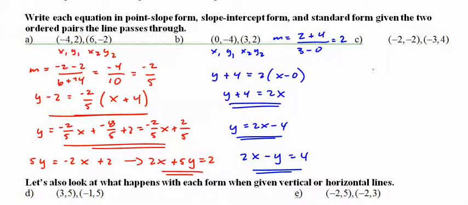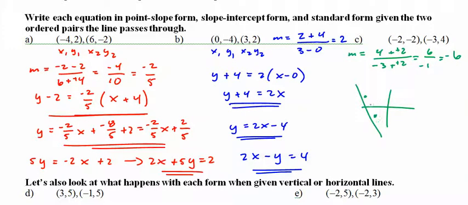So here, not using my labels, which I don't recommend you do, 4 minus minus 2, negative 3 minus minus 2 equals 6 over negative 1 equals negative 6. Point here, then negative 3, 4, point here. Yeah, that's a pretty steep negative slope.